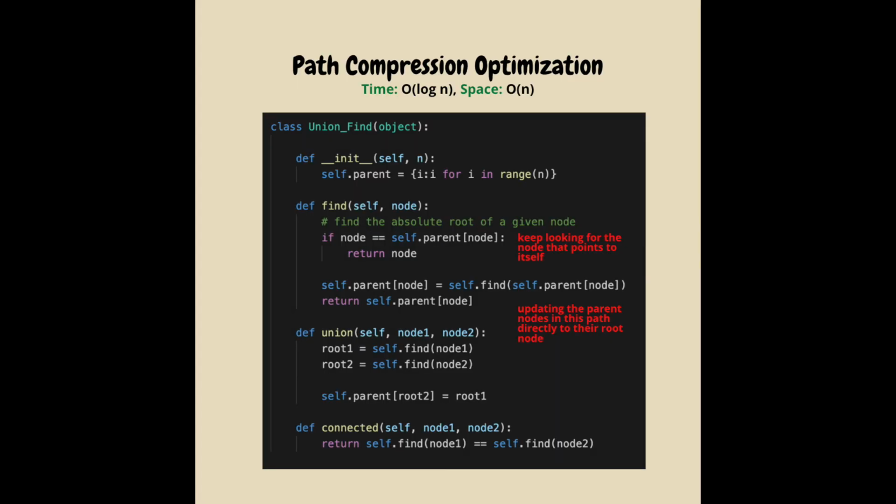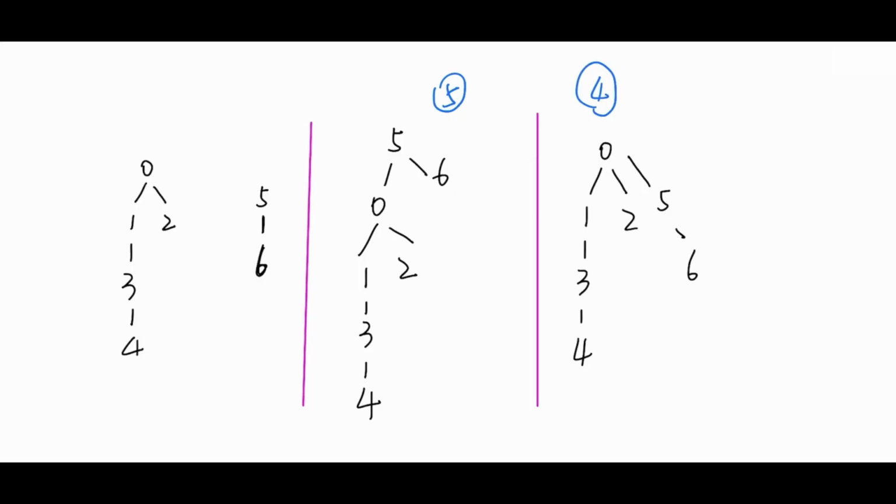This union find solution using path compression takes O(log n) time because of the recursion in the find function, and it takes O(n) space by storing it in a parent dictionary. Now that we have completed our path compression solution, let's go over the amortized constant solution, which is path compression plus union by rank.